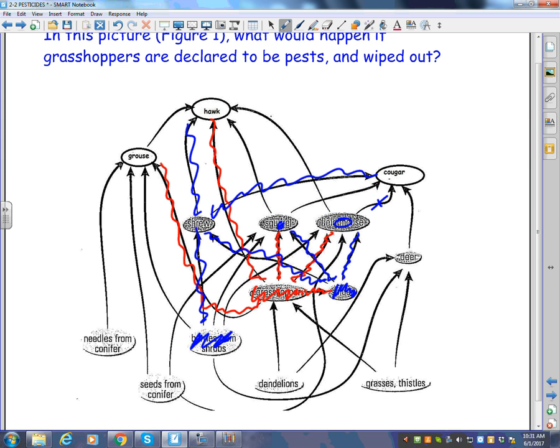Can cause problems. Why do farmers not like grasshoppers? Because they destroy crops. Exactly. But it does eliminate that food source. Now, here's another point we didn't talk about. If the grasshopper is eliminated, what is the food source for the grasshopper?